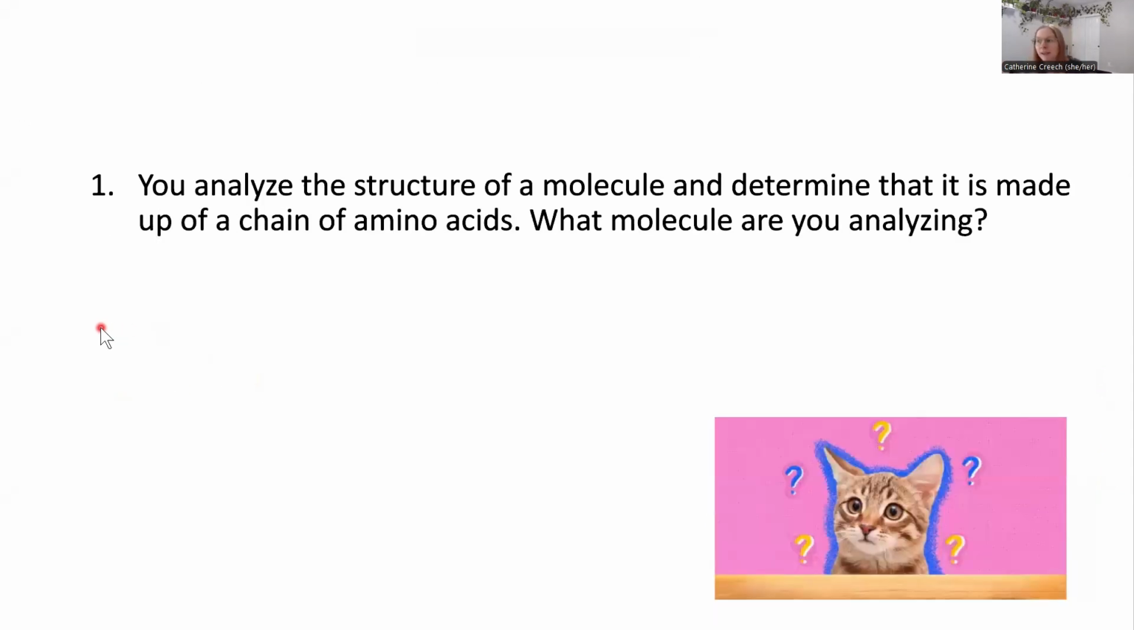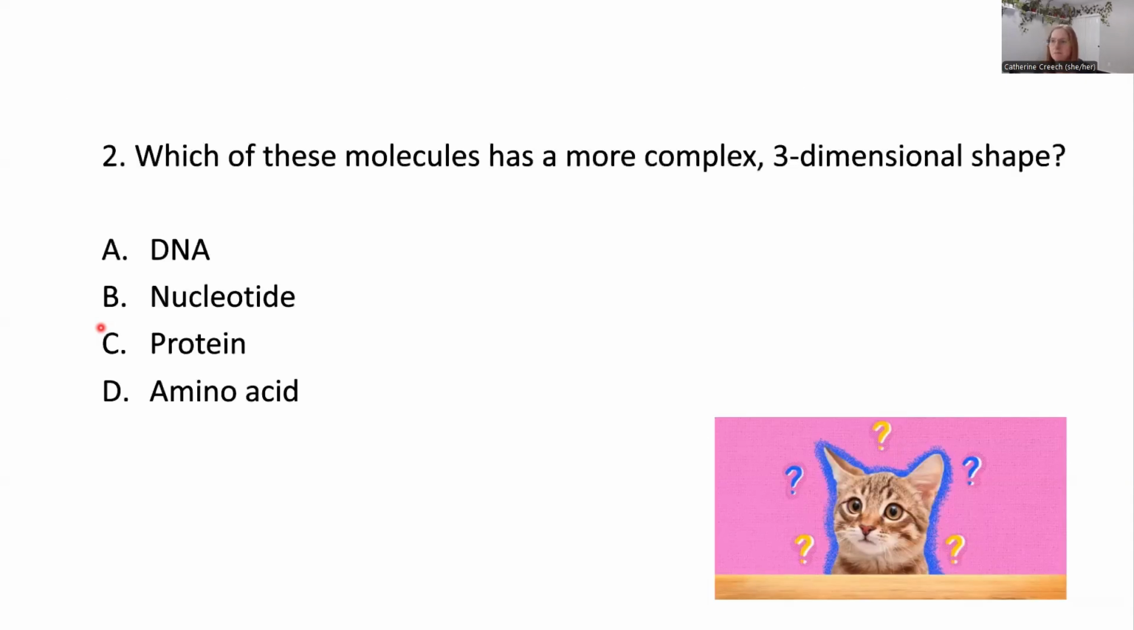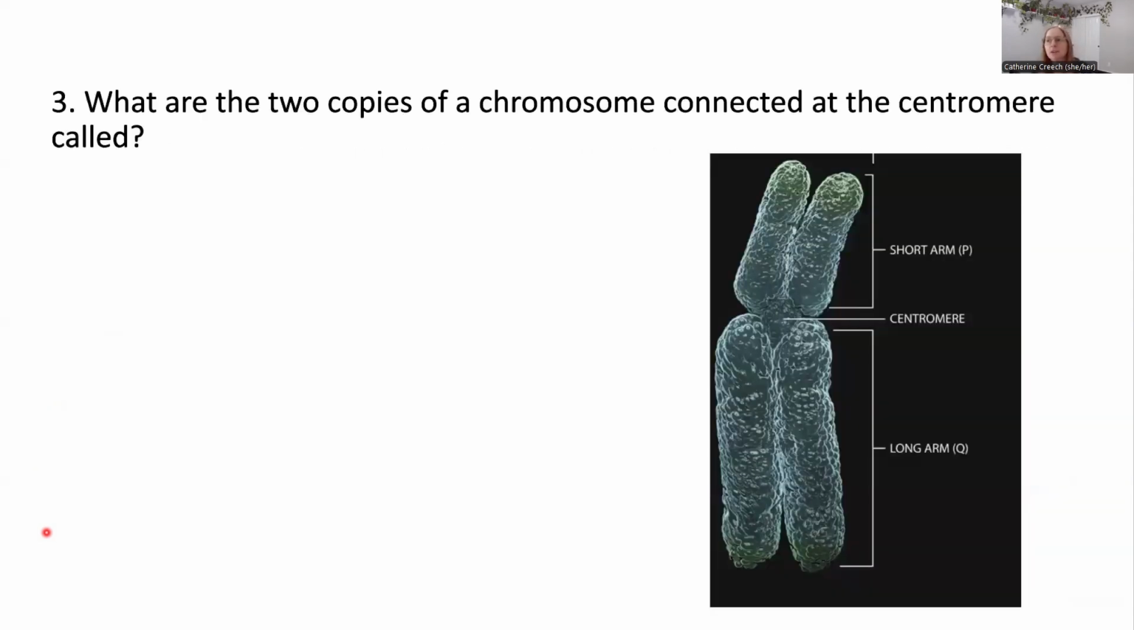Question 1. You analyze the structure of a molecule and determine that it is made of a chain of amino acids. What molecule are you analyzing? A protein. Question 2. Which of these molecules has a complex three-dimensional shape? C. A protein. What are the two copies of a chromosome connected at the centromere called? They are sister chromatids.